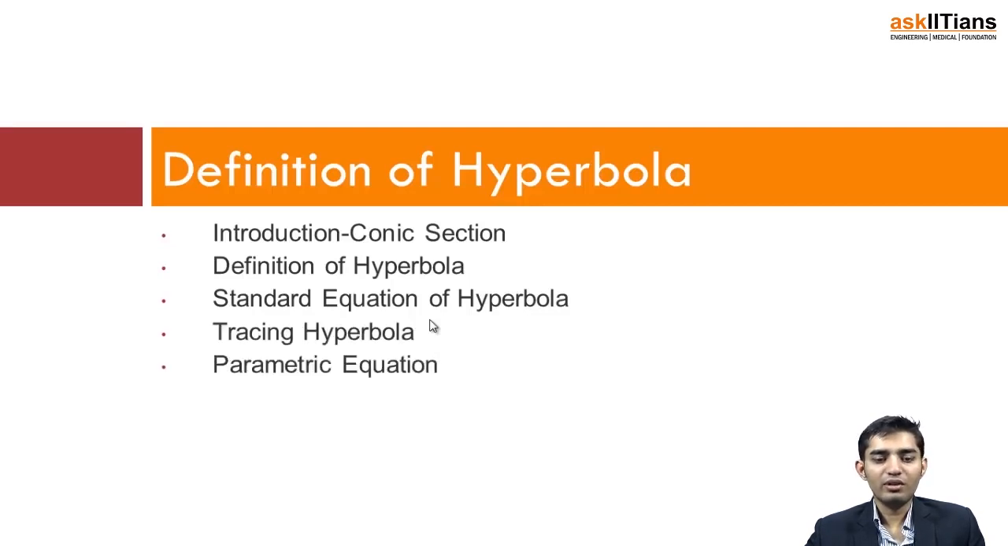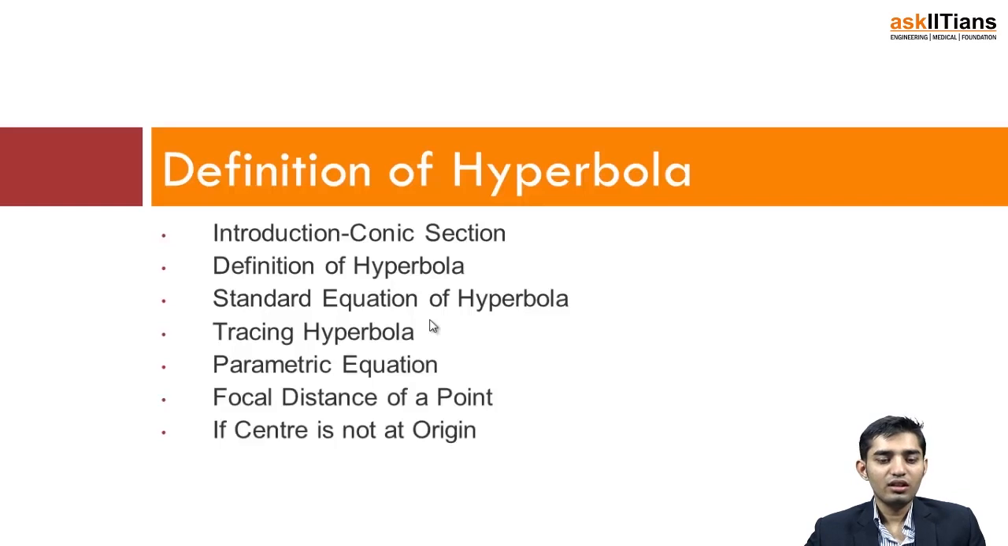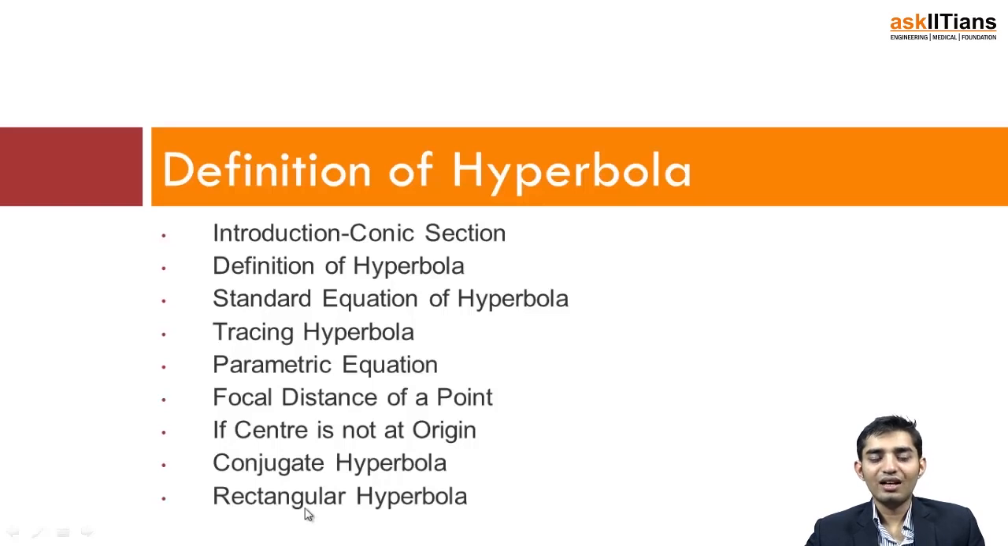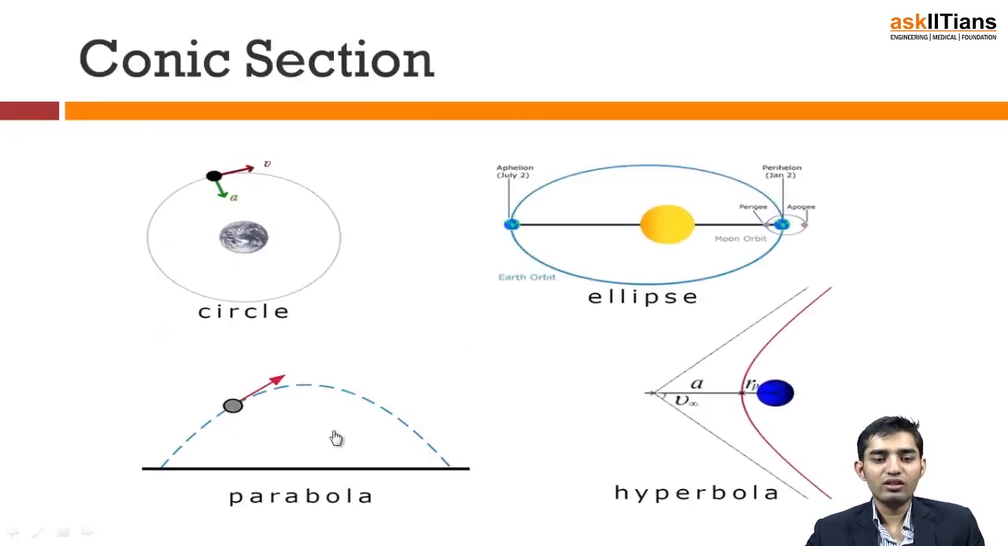Tracing of hyperbola, parametric equations, and focal distance of a point. If there is any point on the hyperbola, how do we find its distance from the focus? And if the center is not at the origin, how do we find other things like vertex, directrix, and focus? Then I will tell you about conjugate hyperbola and, at last, rectangular hyperbola. These two are special types of hyperbolas.